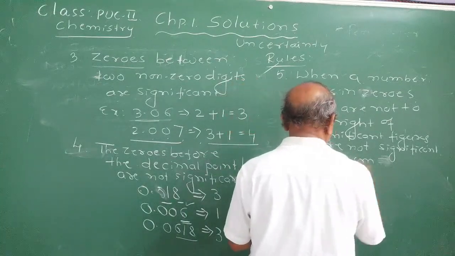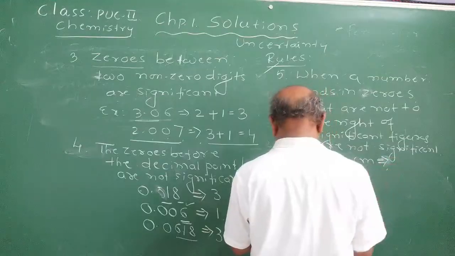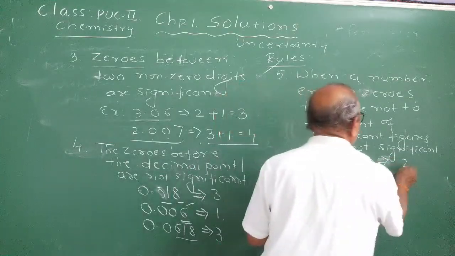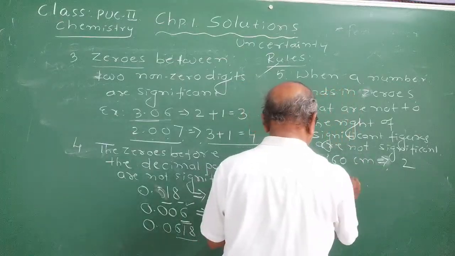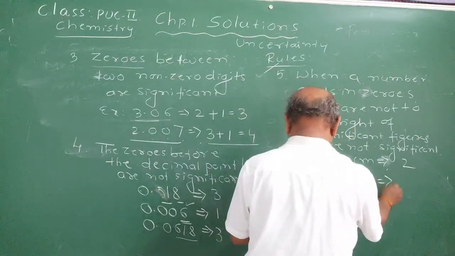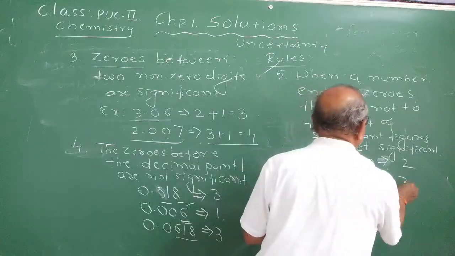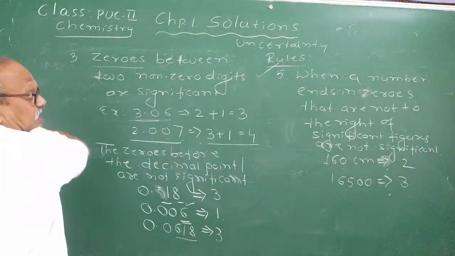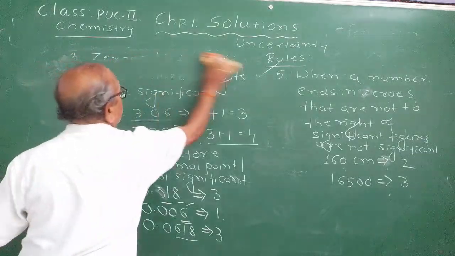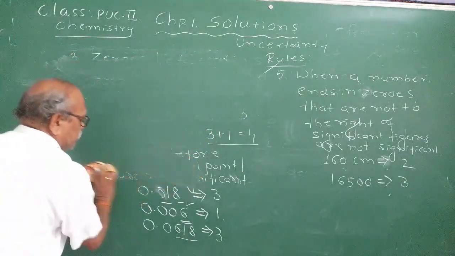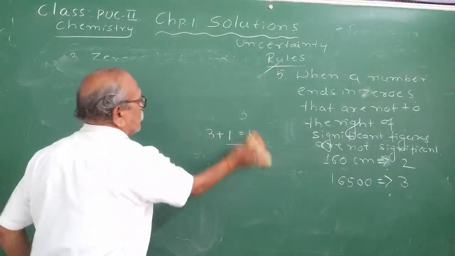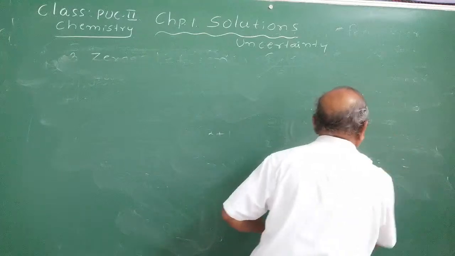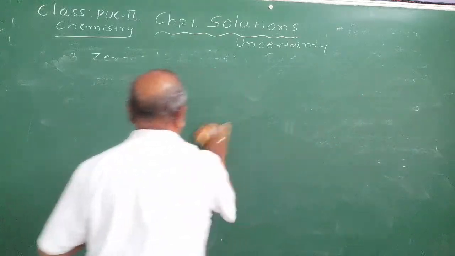And if there is no decimal point, how many significant figures are there? 160, only 2. If you take 16500, only 3 significant figures. I hope you understood. You learned them in the 10th standard or first PU. Just I refreshed you how to decide the significant figures and the rules, and approximation also you learned.